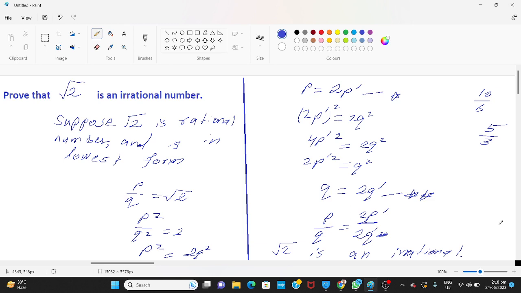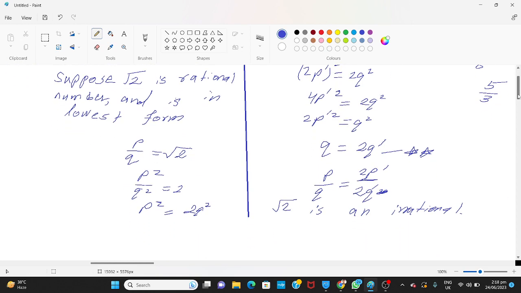In this way, by following these steps, we can prove that any such number is irrational. We can prove that it is really irrational. Also, we know that irrational numbers are non-terminating and non-recurring, but that is not the method in the form of proof. The proof will follow these methods.